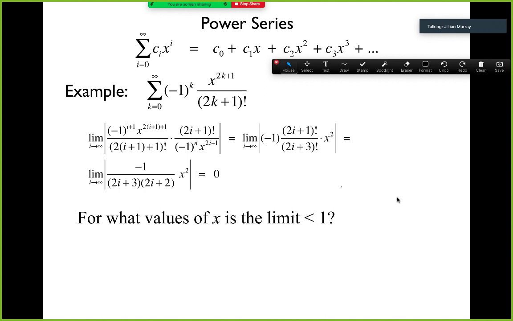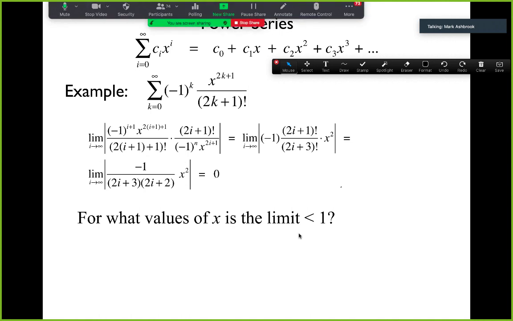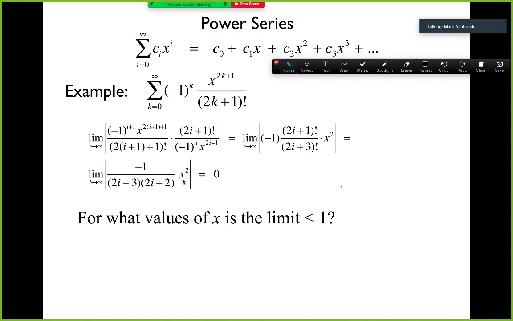All values. Someone said all values. Does that make sense? So no matter what value of x you pick, this limit will be 0, which is less than 1. So pick a trillion. x equals a trillion. You're going to square it. You get a trillion squared. But when i gets infinitely big, it will be way, way bigger than a trillion squared. Doesn't matter how big of an x you pick, i will get much, much, much bigger than that because there's no bound to how big i gets. And so this limit is always 0, no matter what x is. And 0 is always less than 1. So what is our interval of convergence?